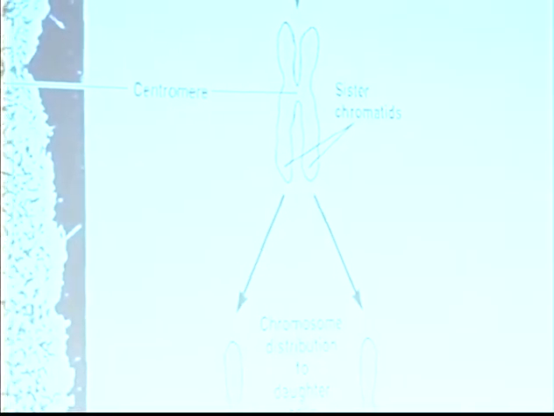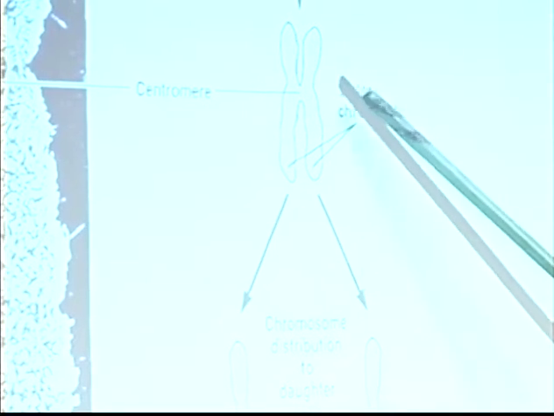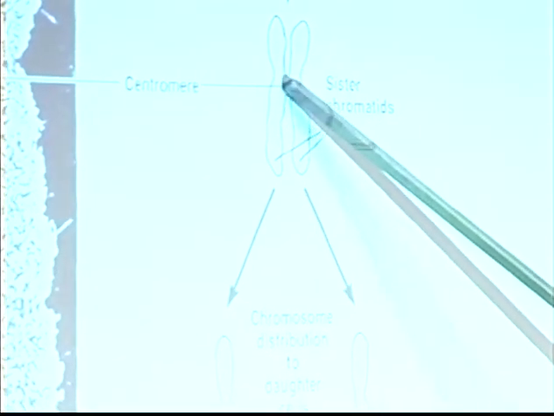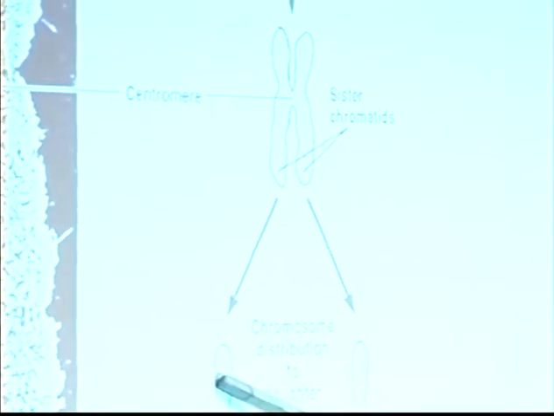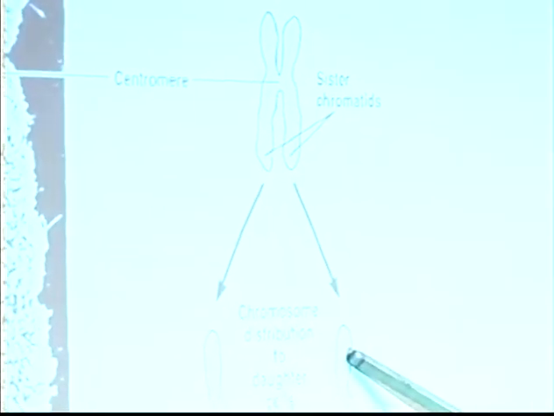Okay. When a cell divides, what's going to happen is the strands, these two DNA molecules, are going to be separated at the centromere, and so each daughter cell gets a copy of that original chromosome. Right? So each daughter cell has the identical amount of genetic material that the parent cell had.